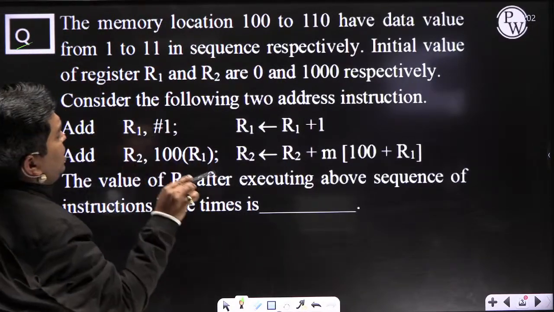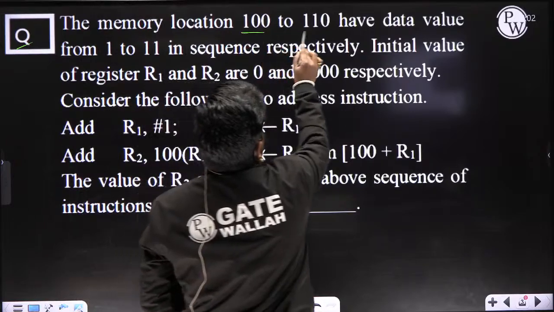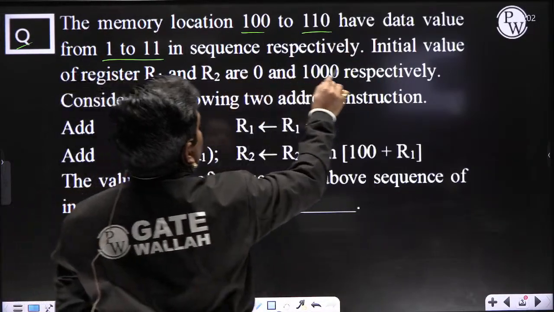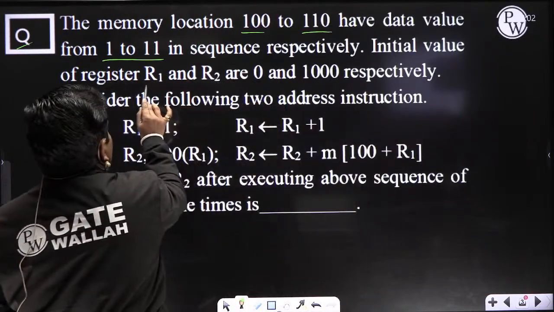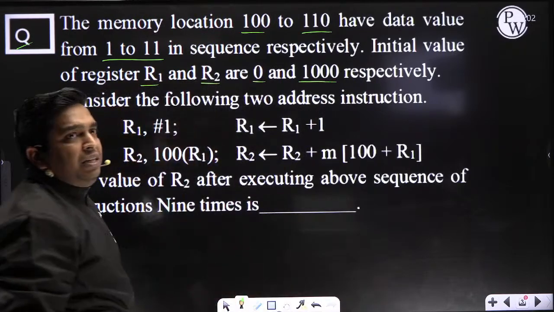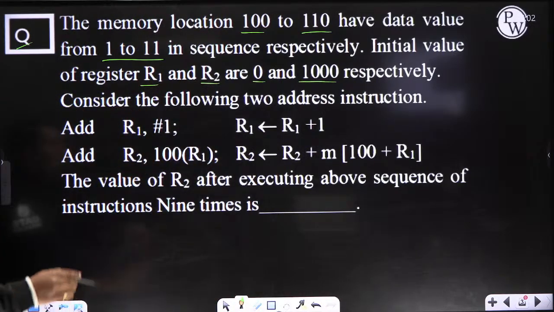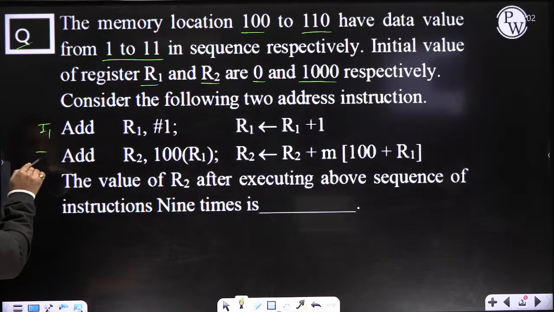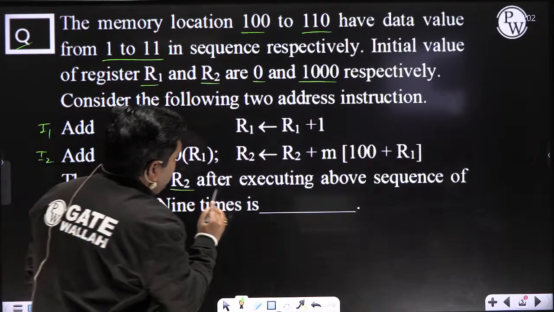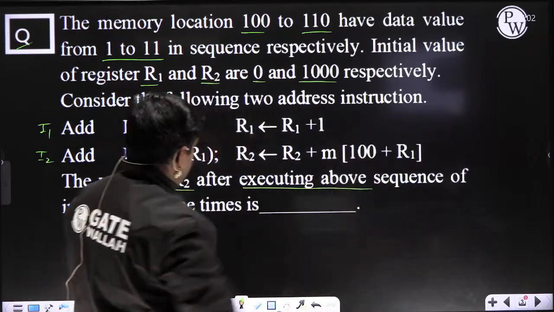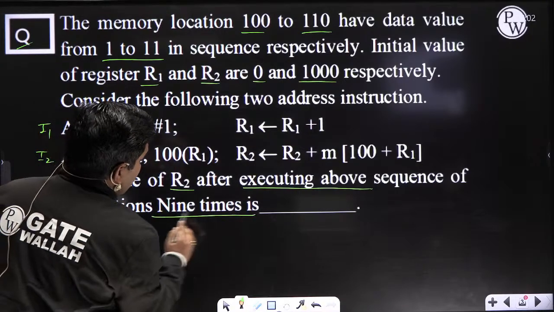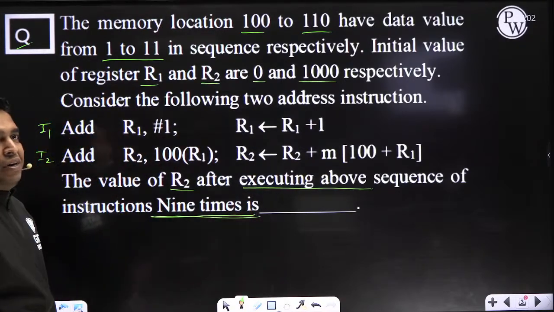The memory locations 100 to 110 have data values 1 to 11 in sequence respectively. The initial values of R1 and R2 are 0 and 1000 respectively. These are the instructions I1 and I2. Now tell me what is the value of R2 after executing the above sequence of the program 9 times. Tell me fast.